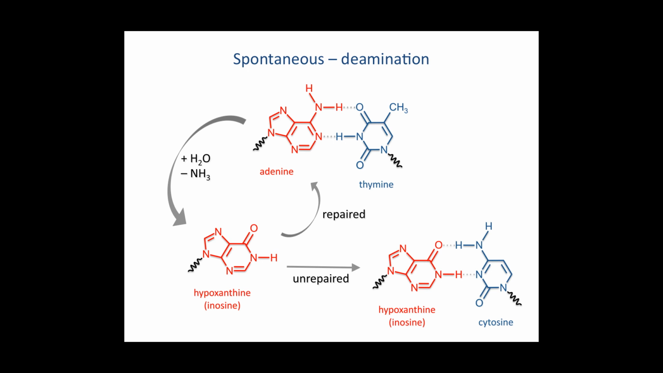Alternatively, the inosine may go unrepaired. Inosine cannot form a base pair with thymine. Instead, it forms a base pair with cytosine. So it's possible that the cell's repair machinery will try to fix the problem by instead replacing the thymine base with cytosine, thus leaving the inosine in place. Thus, an AT base pair has become an IC base pair.